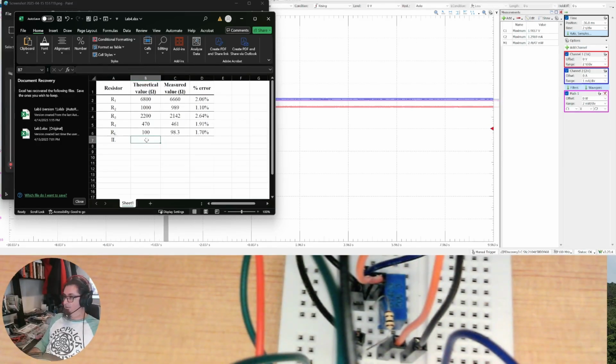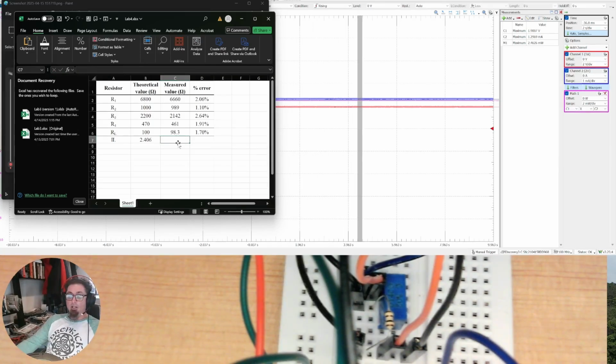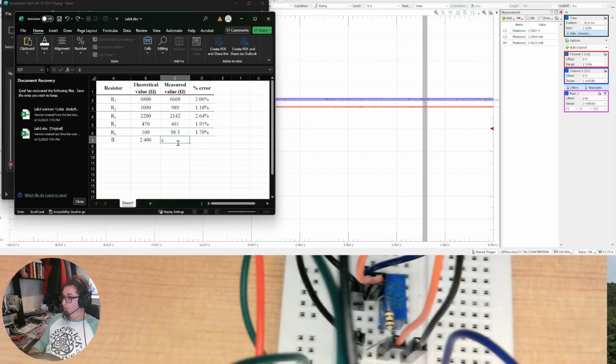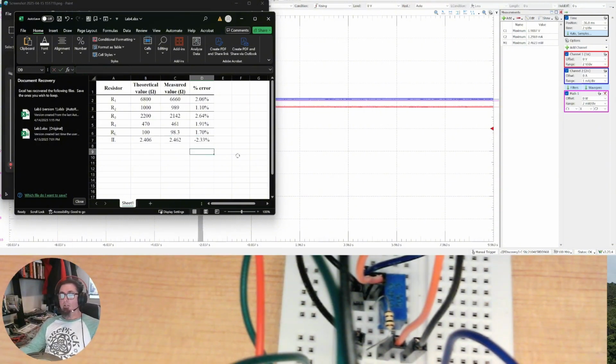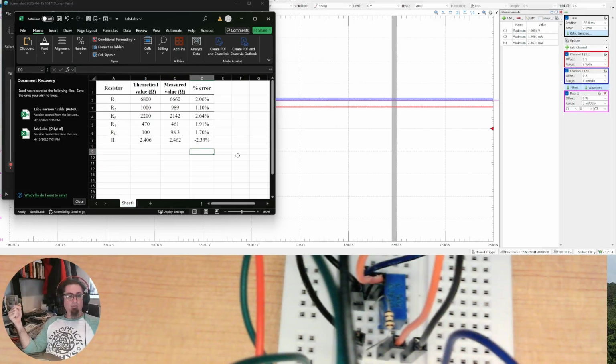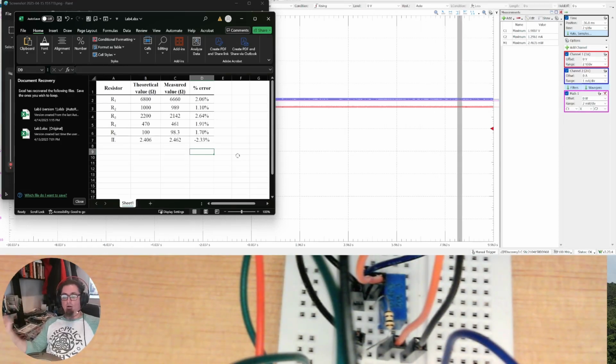So we have 2.403, and then we have 2.462. So the plus or minus is, in this case, minus 2.33%, well under 10%. A good, nice current, well within our margin for error for our current. And that's pretty much this lab.